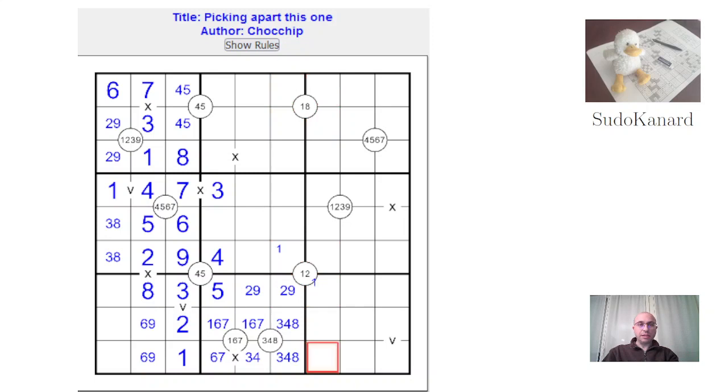So 1, for example, can't be in here. But because of this one, we can't have a 1 here either, so that's the 1. And this 3 is not in here, it has to be here. So that's a 2-9 pair. And this resolves the 8-3 pair in here.